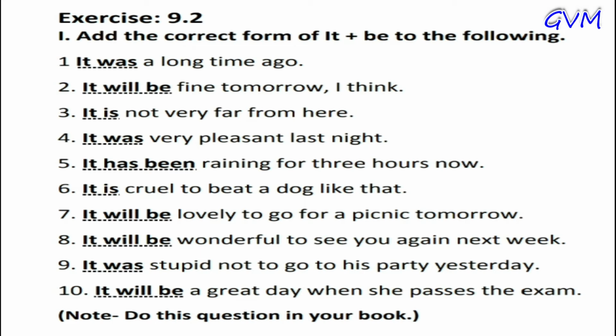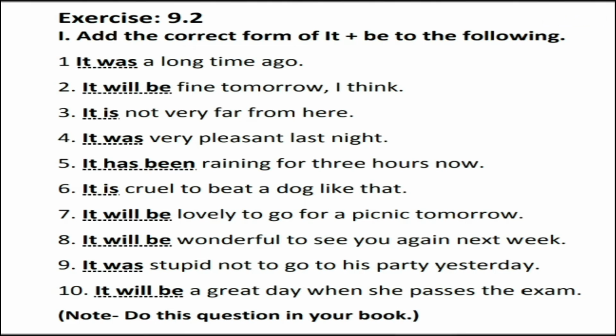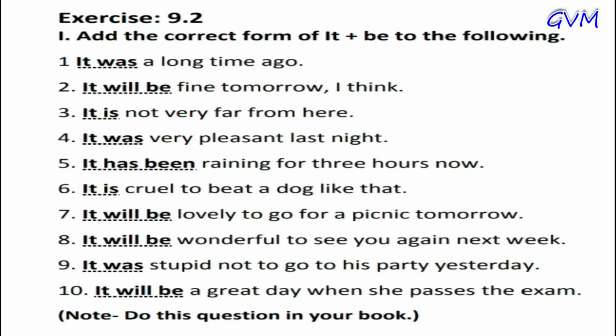Question number 1: add the correct form of it plus be to the following. First, ___ a long time ago, and the answer is it was. We use was because ago means in a previous time. Second, ___ fine tomorrow, I think. It refers to the future tense, so we take it will be fine tomorrow, I think. Third, ___ not very far from here, and the answer is it is. Fourth, ___ very pleasant last night, and the answer is it was.